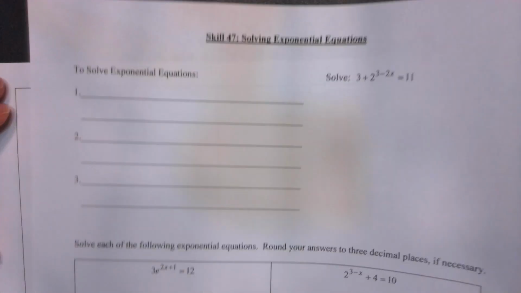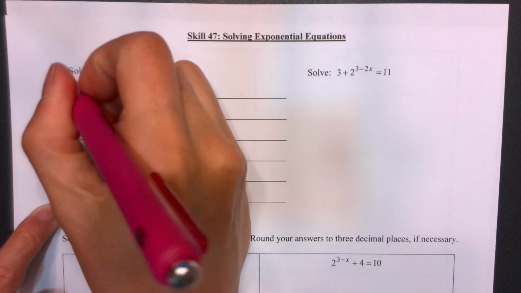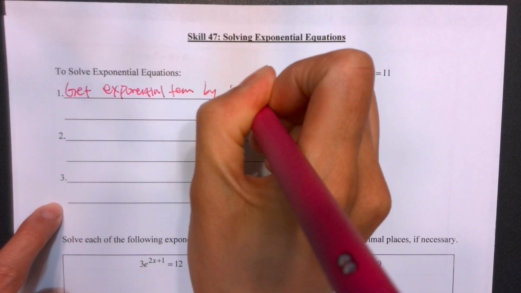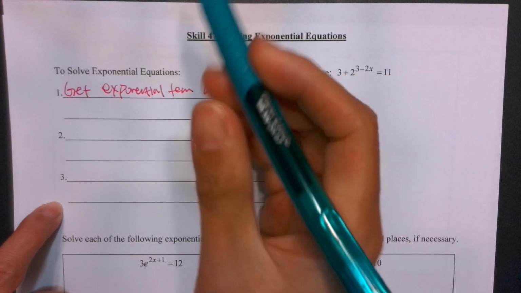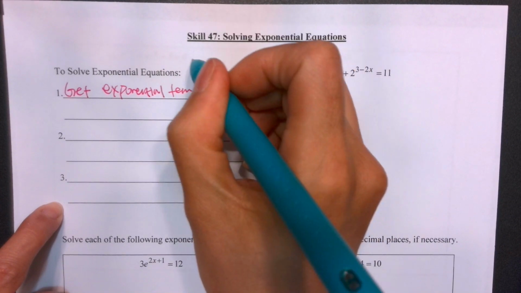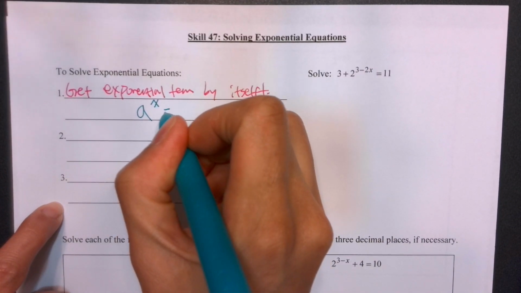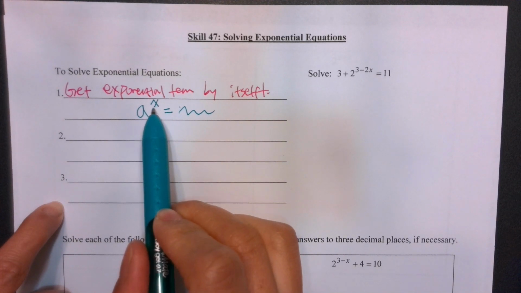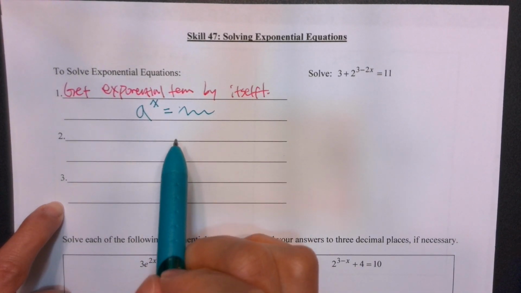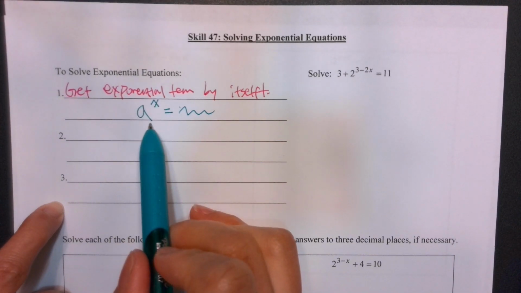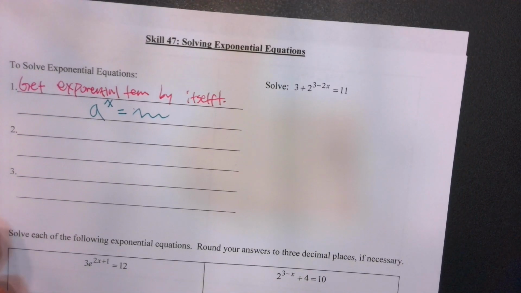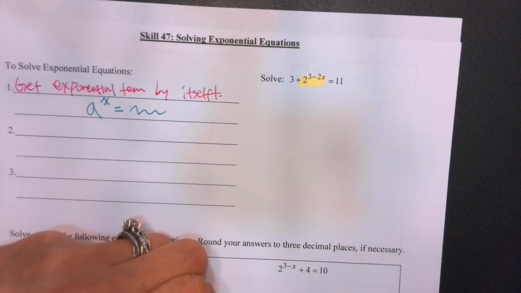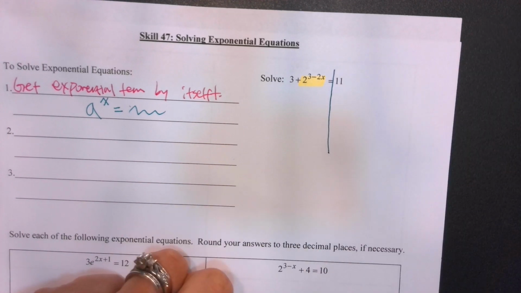All right, so how do you solve an exponential equation? Step number 1, get the exponential term by itself. What do I mean by that? By the way, what does exponential mean? You have a base and an exponent equal to something. So when your x is in the exponent, this is called an exponential equation. So the first step is to have a base and an exponent by itself. Look at the right side. Where is my base and the exponent? Right there, that 2 raised to the 3 minus 2x power.